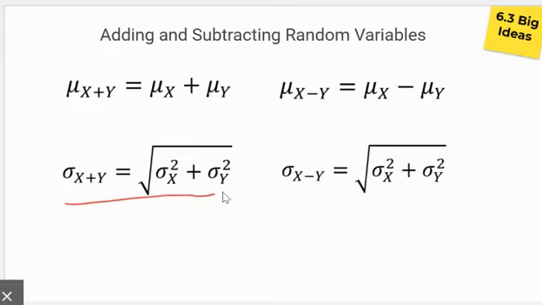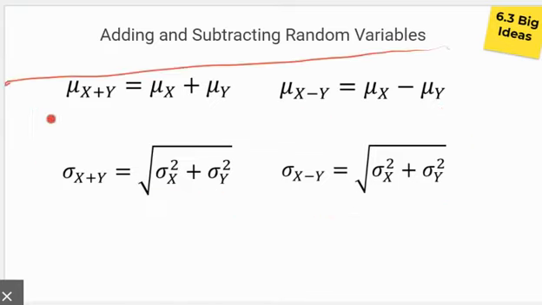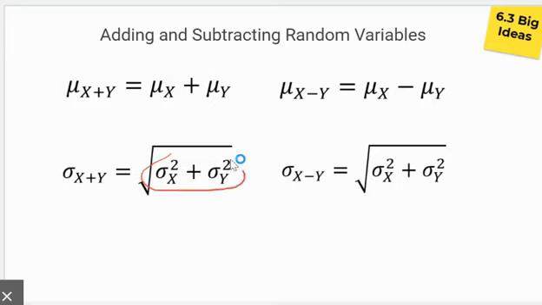Hopefully this helps. These are pretty simple formulas. You just have to remember them. And the big thing is remembering to change these into variance before you add. And even though you may be subtracting, you still change these into variances before you add the two together and then take the square root.